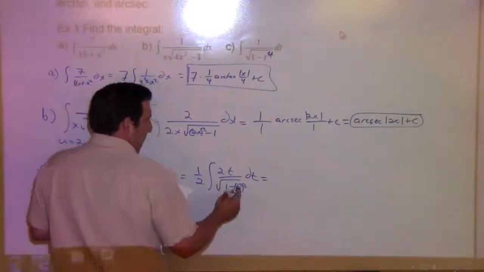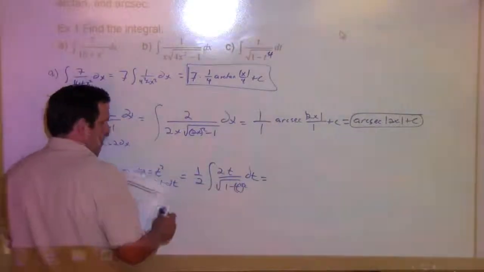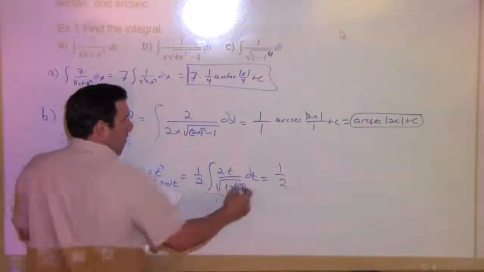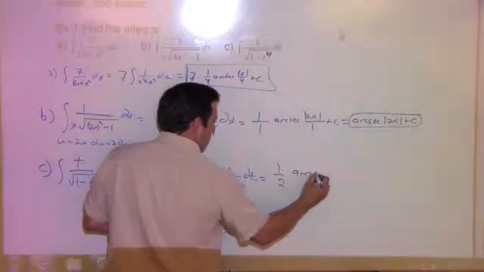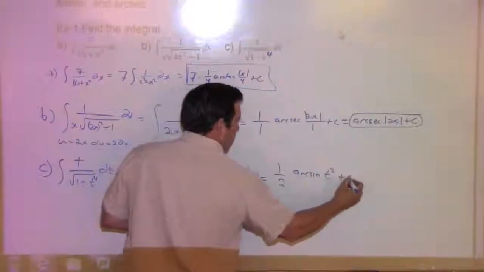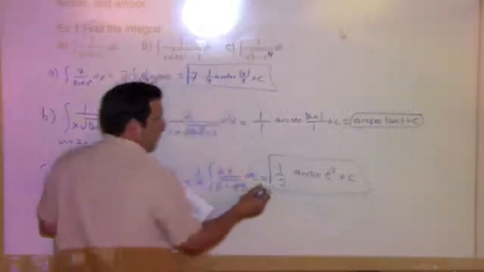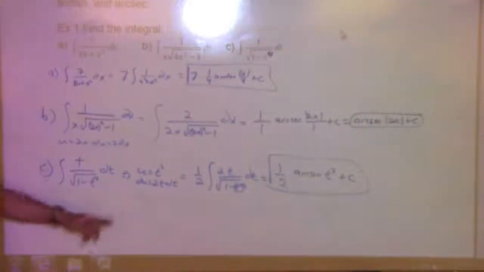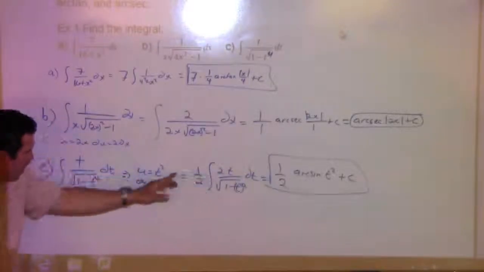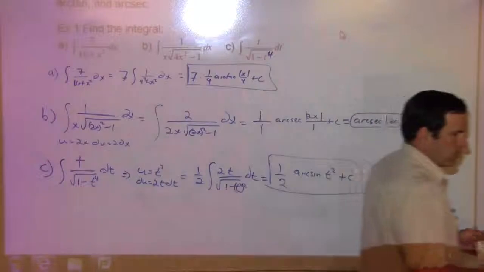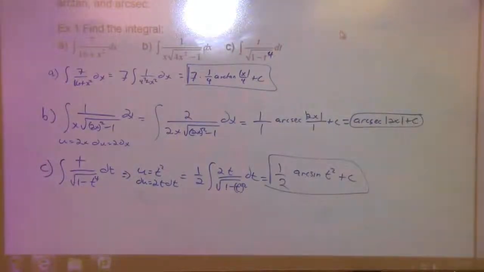So this is going to be the arc sine, the 1/2 from out front here, arc sine of t squared plus c. Again, the 1/2 of 2 is just 1, so we get back to what we started with. And go on to page 2. Feel free to pause that if you'd like.